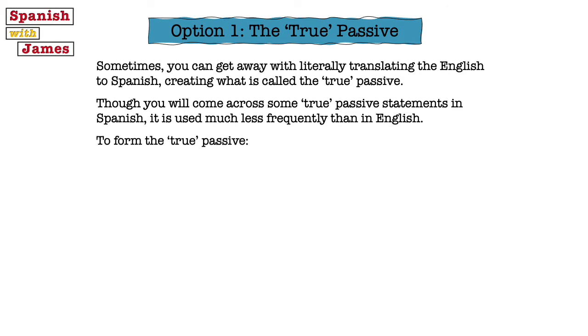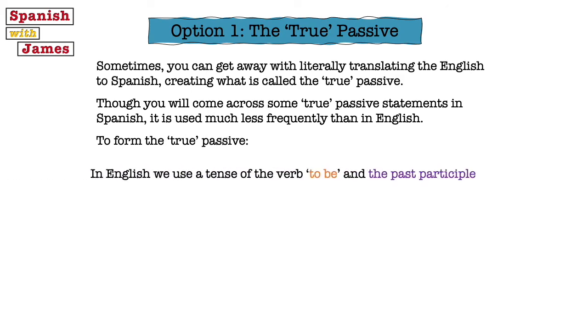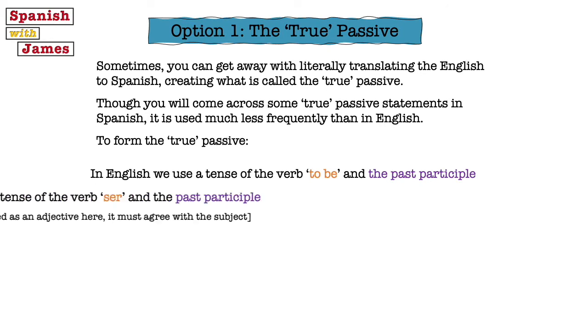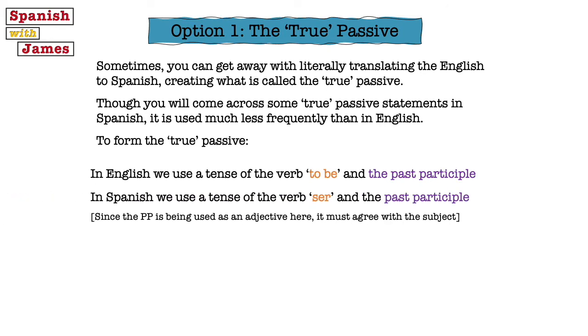To form the true passive, just like in English, we use a tense of the verb to be and the past participle, you're going to do exactly the same thing in Spanish. But because in Spanish the past participle is being used as an adjective, and adjectives change in Spanish for masculine, feminine, singular and plural, you need to make sure it agrees with the subject.